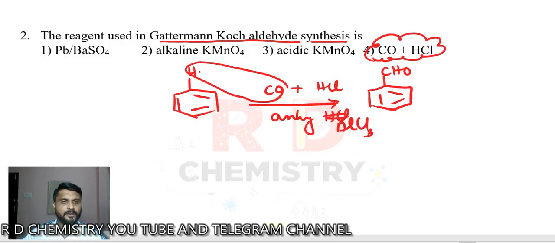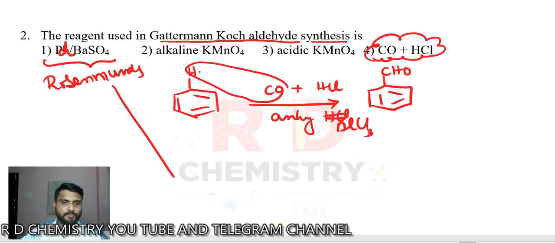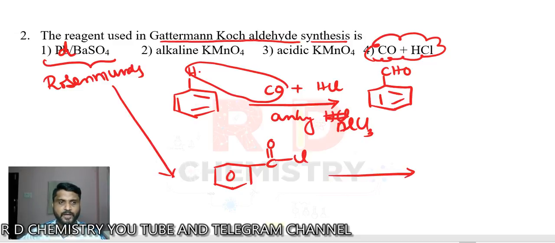Now we have palladium and barium sulfate. That reaction is called the Rosenmund reduction. Now, what is Rosenmund reduction? In the Rosenmund reduction you take acid chloride, C=O Cl, and you make use of hydrogen gas in the presence of palladium mixed with barium sulfate. Otherwise, the aldehyde formed is getting reduced again to the alcohol group.